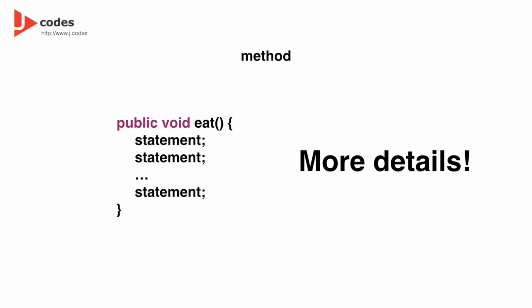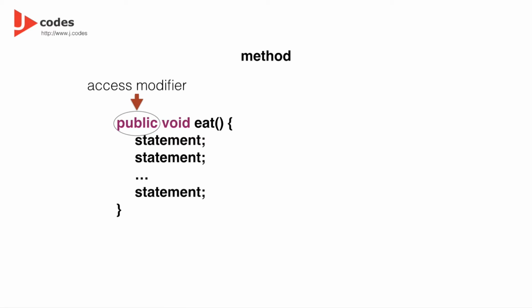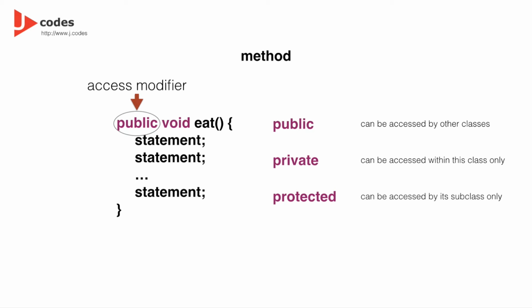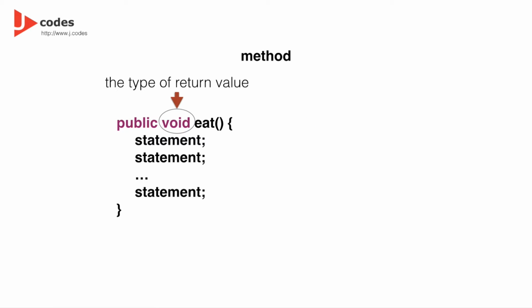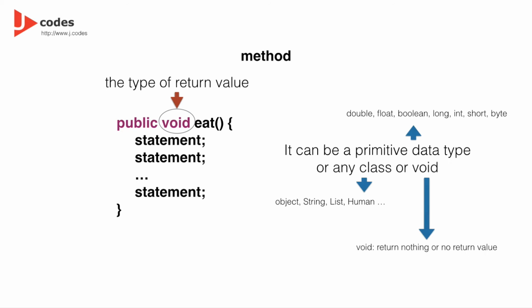Now it's time to get more in depth. Similar to the field, a method also has an access modifier. It can be public, private, or protected. This is a type of return value. It can be a primitive data type or any class or void. Void means this method won't return any value.